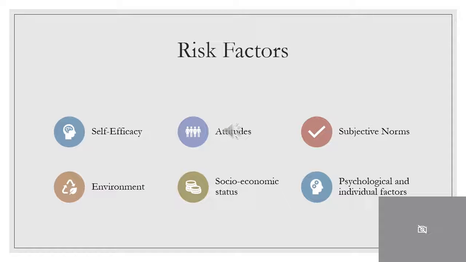Risk factors for developing behaviors such as alcohol abuse include low self-efficacy, your environment, so who you hang out with, who's in your social circle, who's influencing you, your attitude toward the specific behavior, whether or not you think it's acceptable, your socioeconomic status. So statistics say that the lower the socioeconomic status, the higher risk you are for developing any type of addictive behavior. What are the subjective norms in your environment, and psychological and individual factors?